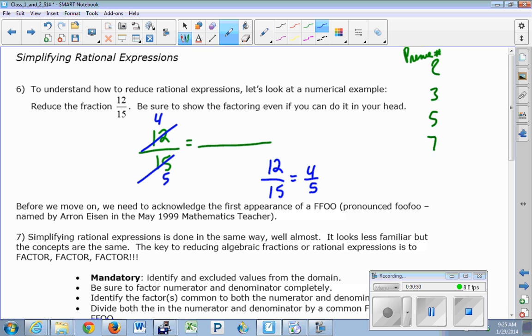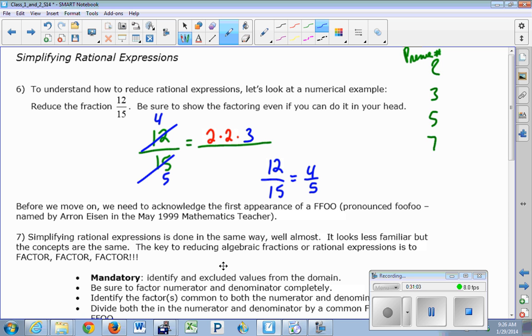Okay. And when I work with people that never really understood what was going on when they're reducing, it's really important, even though you say, I don't really need to do it for numbers, but for algebra, it's going to be critical, that you need to really look at each prime factor of the numerator and each prime factor of the denominator. So if we were to prime factor 12, we would have 2 times 2 times 3.